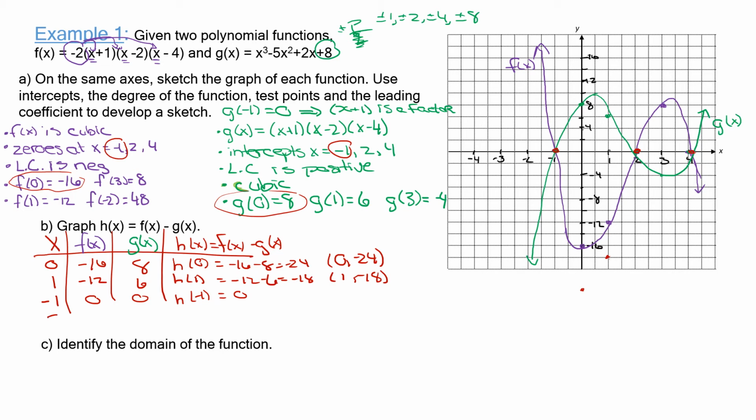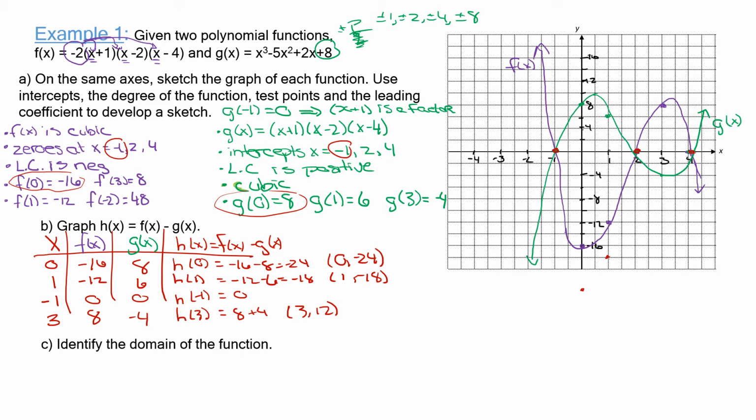Let's do a 3 here. F at 3, we did that one. That's 8. G at 3 is -4. So h at 3 is 8 plus 4. That's a 12. So that's giving us the coordinate 3, 12. Let's put that on the graph.